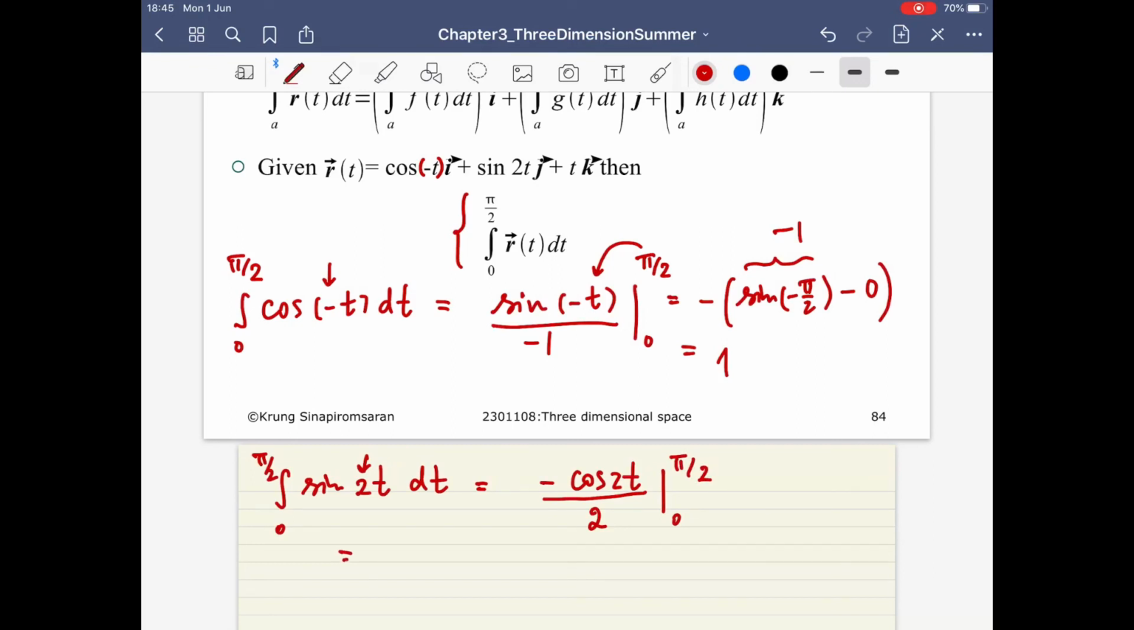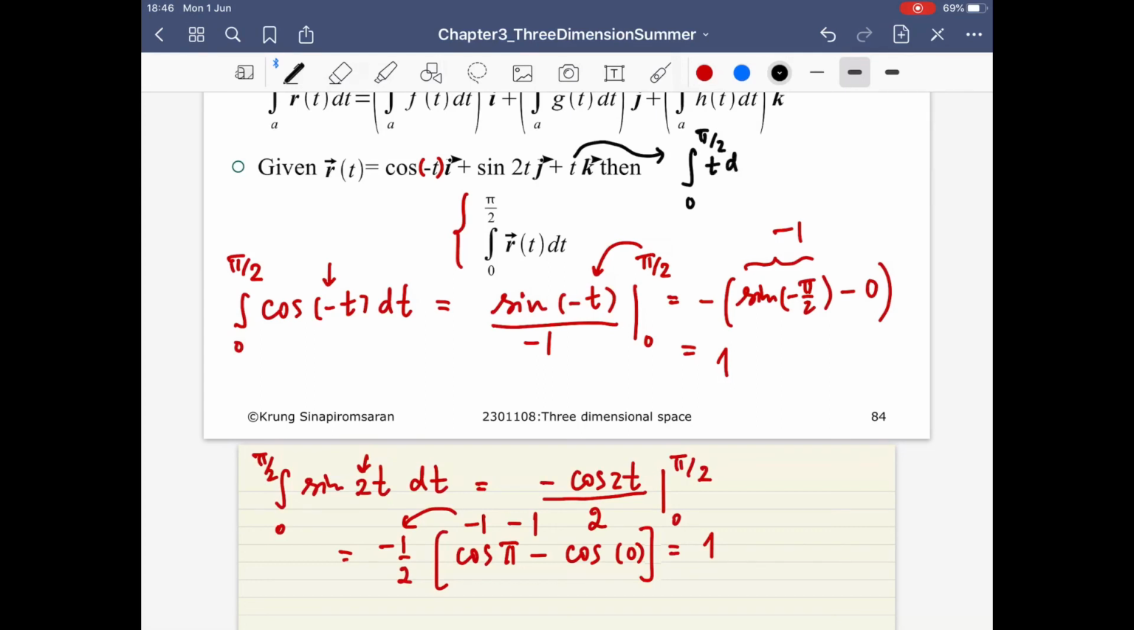So if you plug in pi over 2, you get a cosine of pi minus a cosine of 0. Cosine of pi is negative 1, and cosine of 0 is 1. So you have negative 2 inside, and you still have a negative 1/2 outside, so you get a 1 out of it. And the last one we can just write here, because it is only the integration from 0 to pi over 2 of t dt. So you have t squared over 2 from 0 to pi over 2, and it's simply pi squared over 8, minus 0. So that's the last one.